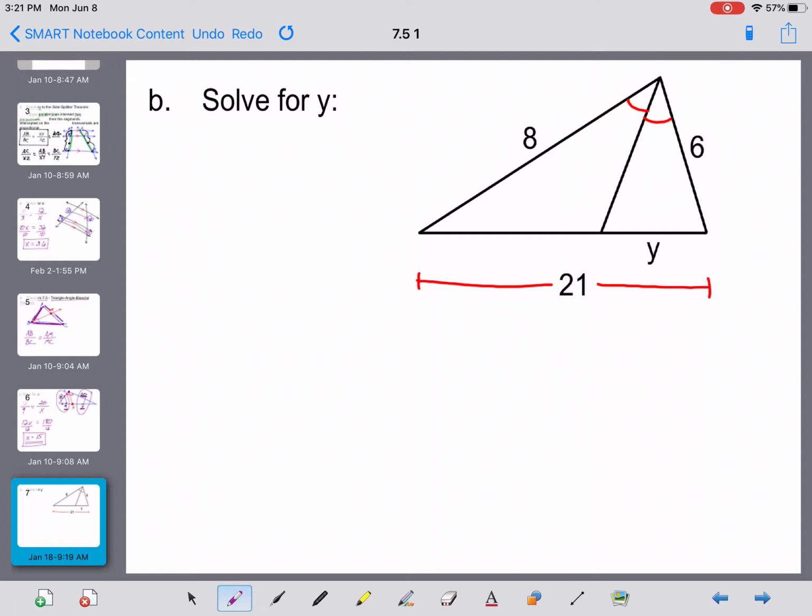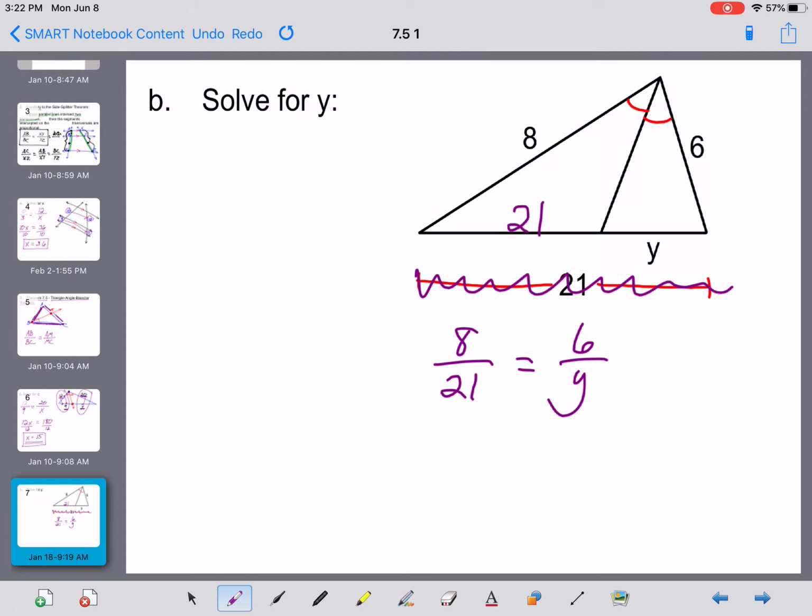So this would have been perfect, everybody, just like the last problem, if the 21 was given to you right there. Don't write this down. But in this case, it just would have been 8 over 21 is equal to 6 over y, and we would have gone on our merry way, and everybody would have been happy.